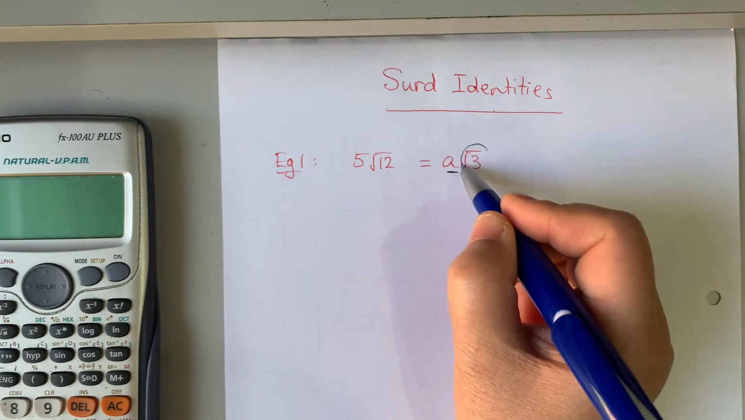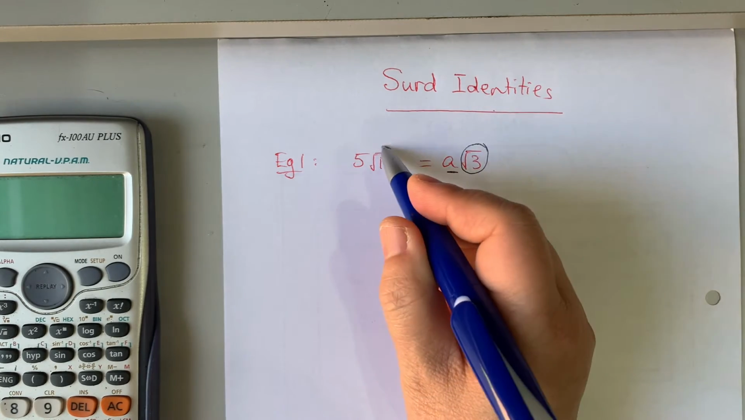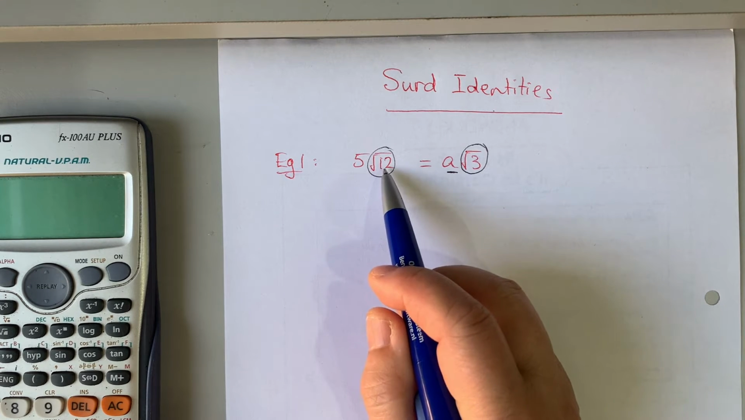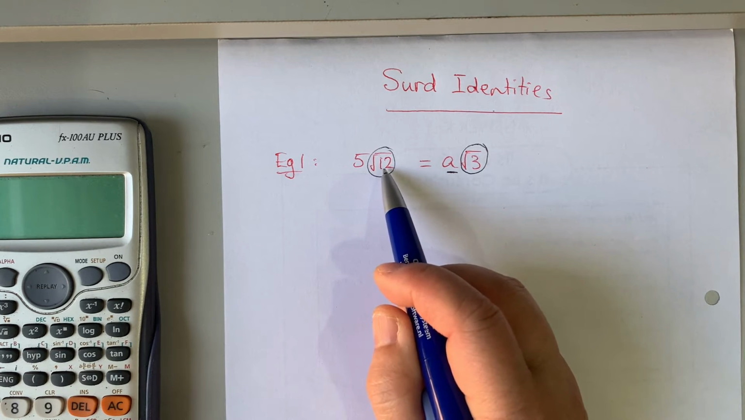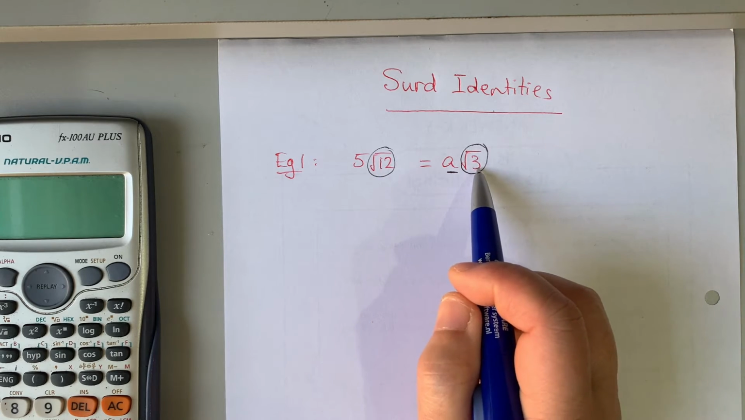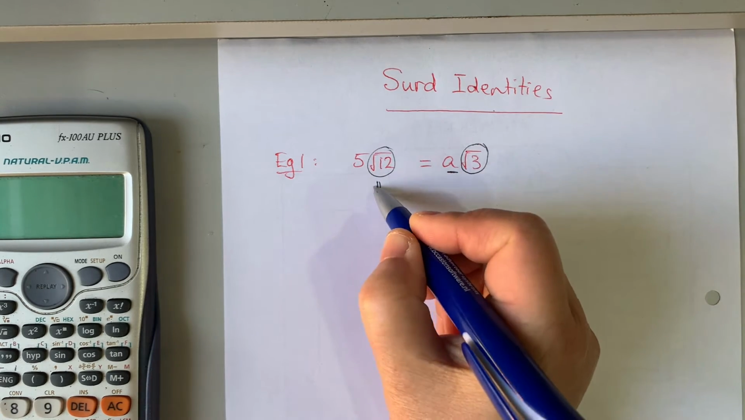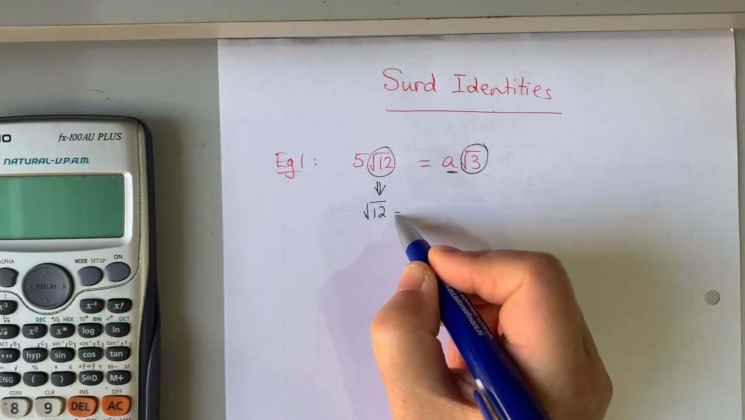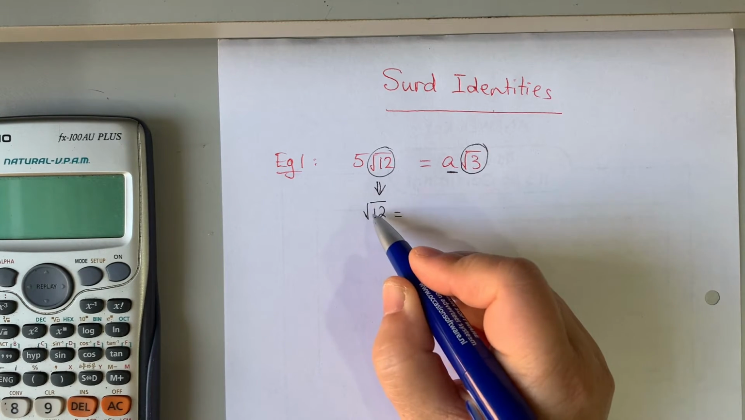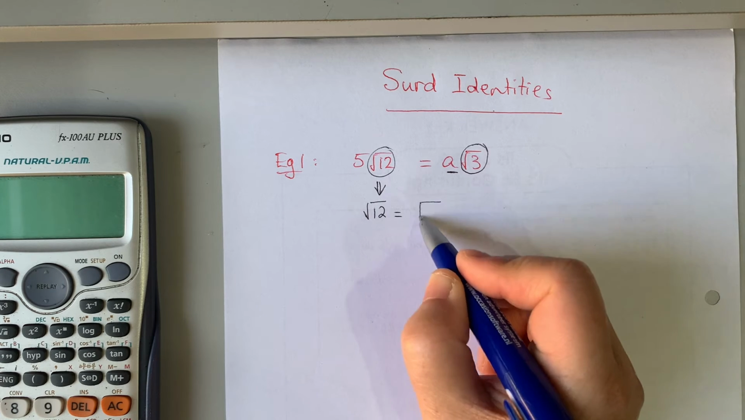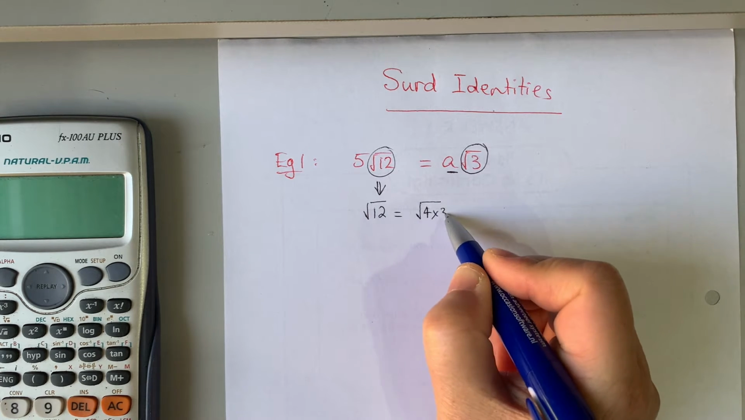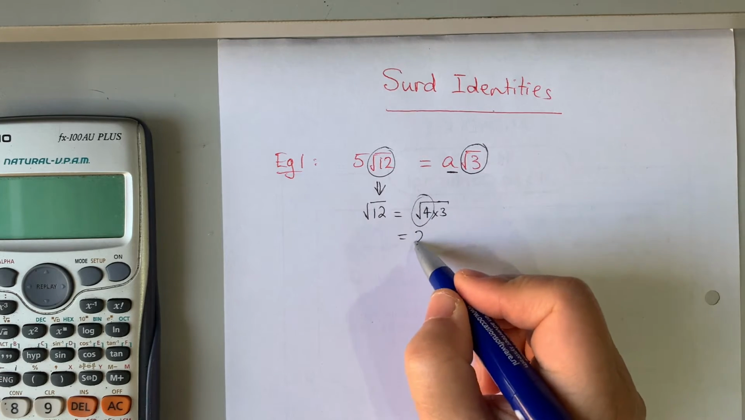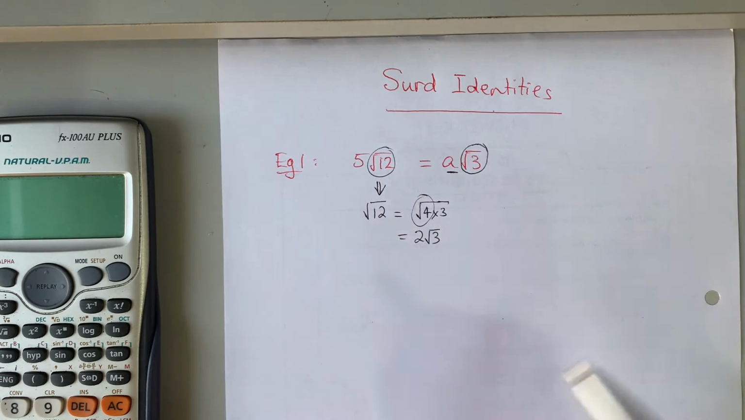Now, the right-hand side's got a root 3 there. The left-hand side's got a root 12. So I want to convert that root 12 into something root 3. So let's simplify that root 12 first. Root 12, now that's 2 squared times 3, or 4 times 3, and square root of 4 is 2, so 2 root 3.